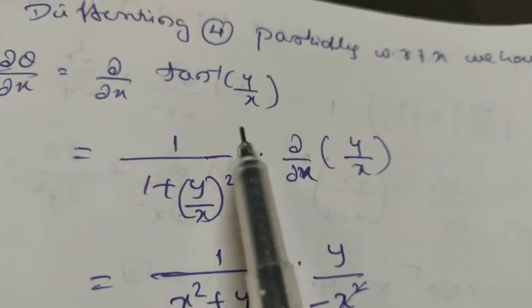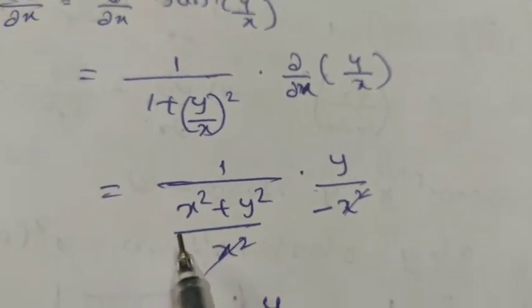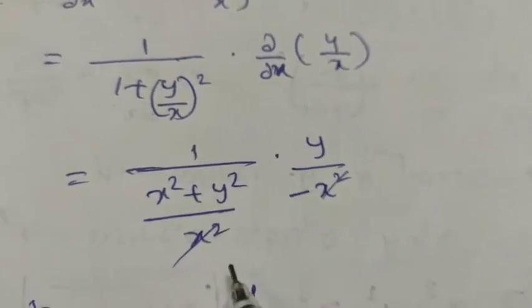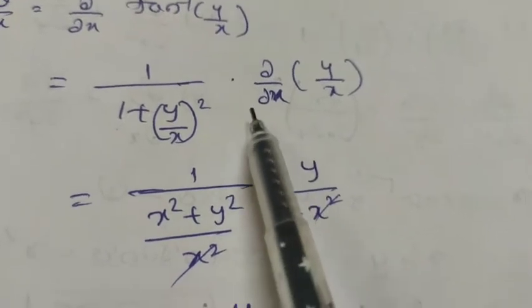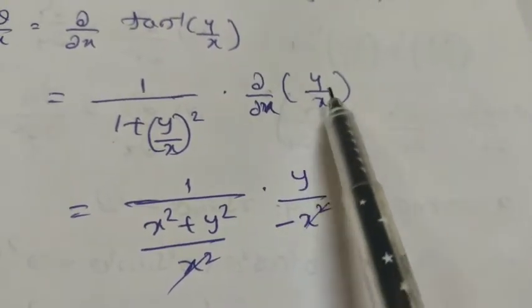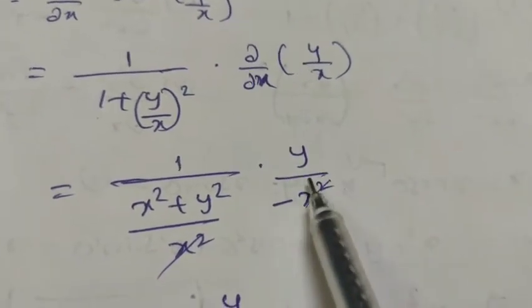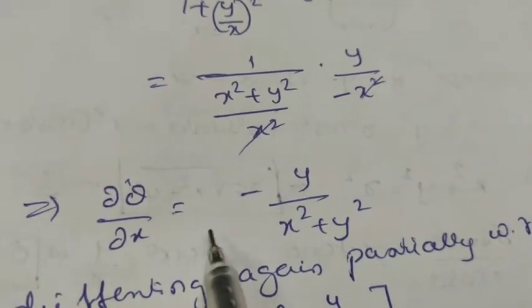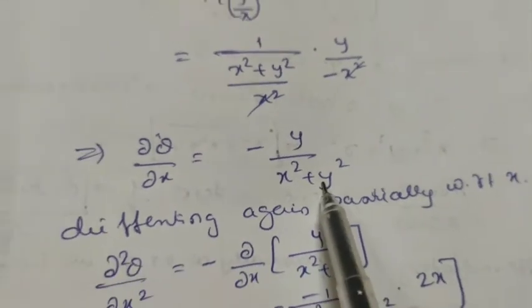So it is (y by x) whole square into the partial derivative of y by x, because it is a composite function. Simplifying, in the denominator it is 1 plus y square by x square; take LCM x square and cross multiply, it is x square plus y square, into the partial derivative of y by x. Again y is constant, keep it as it is. The derivative of 1 by x is minus 1 by x square. So this implies ∂θ/∂x is equal to minus y divided by x square plus y square.